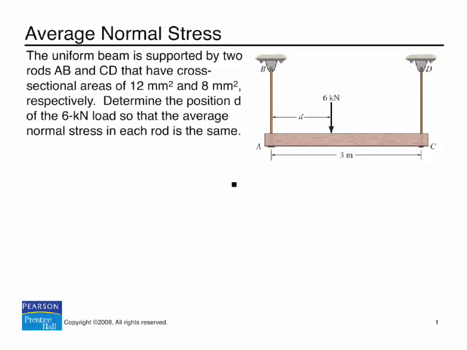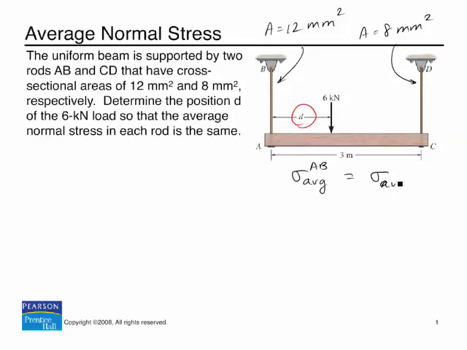So let me write down some factual information. The cross-sectional area is 12 millimeters squared for AB, and 8 millimeters squared for CD. We've got the 6 kilonewton force, and what we're trying to find here is this parameter D. And the thing that's going to tell us what the parameter D is, is when sigma average AB equals sigma average in CD. So we have to find D that makes that true.